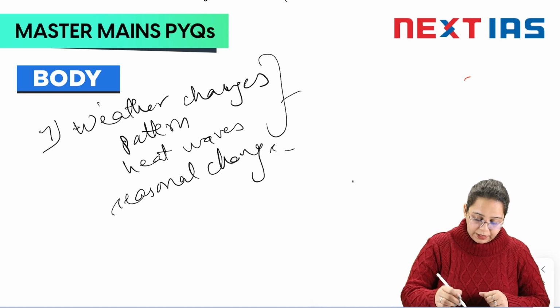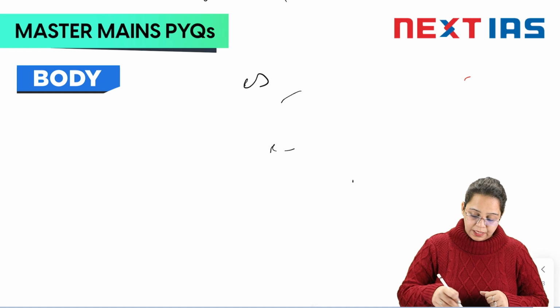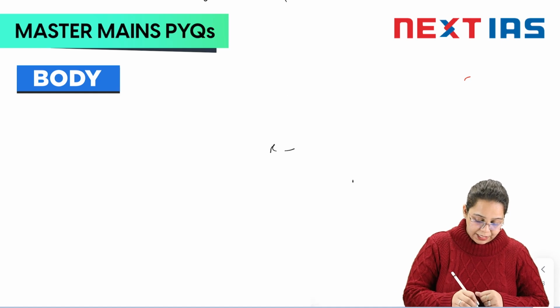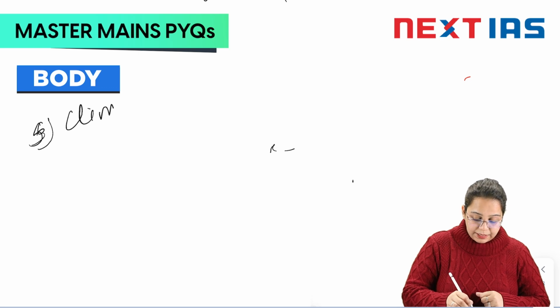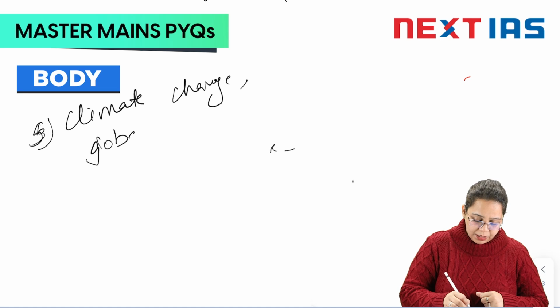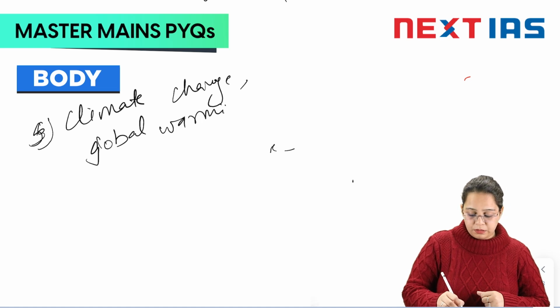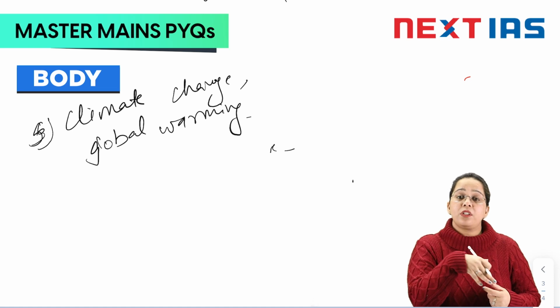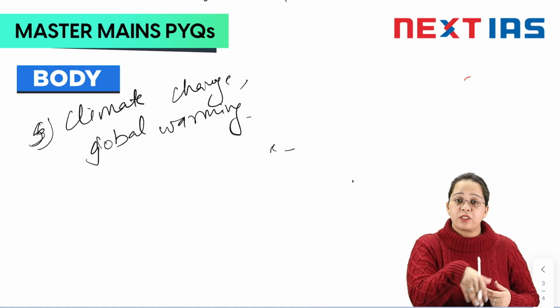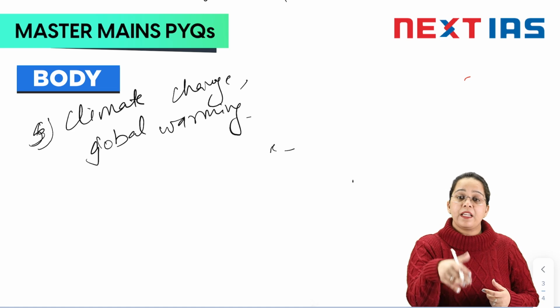Alright, now let's go to the next point. Next point is climate change, global warming. Because of climate change and global warming, over the years, the natural vegetation of certain places has altered. Alright, the pattern has altered.